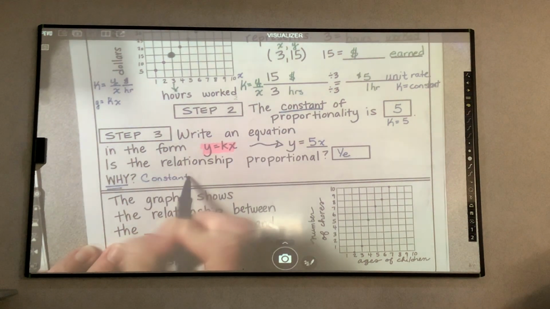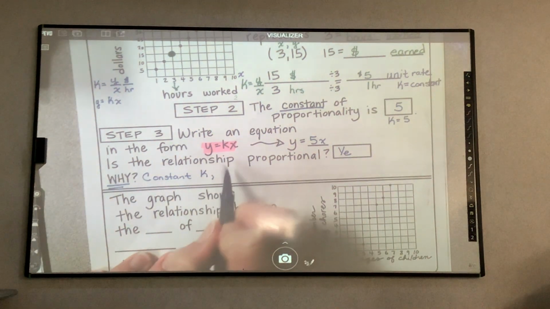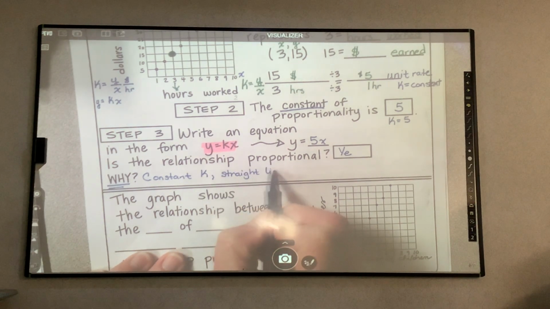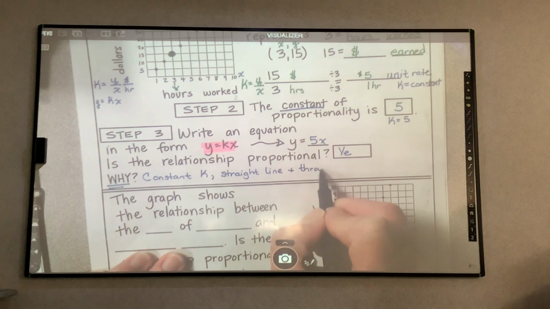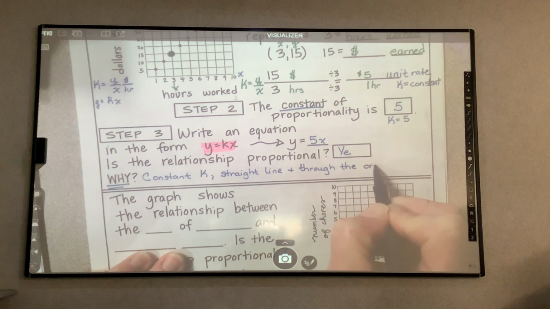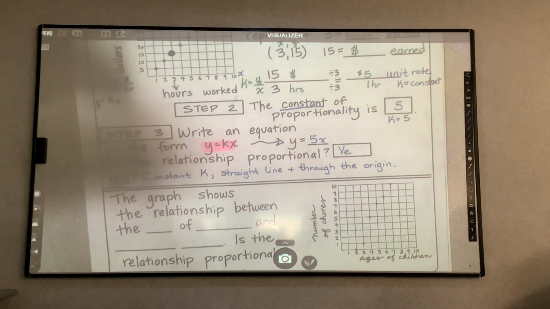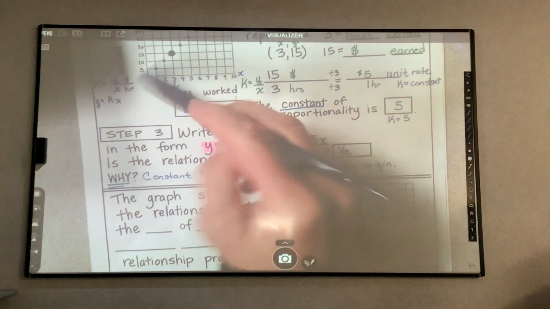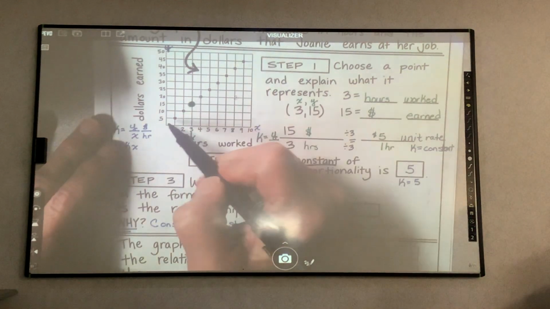constant k, and then it also has a straight line and through the origin. So how can we prove that that's also a straight line? What should we do to the graph? Draw a line. Just draw a straight line through it.